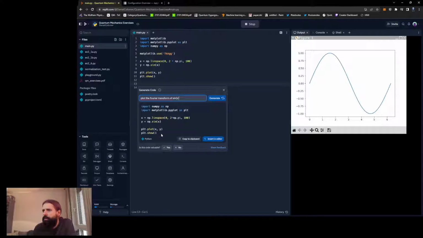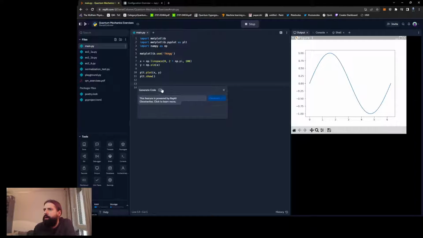I don't think that's plotting the Fourier transform of sine of x, is it? Isn't it exactly the same? I think it's the same code. Is it? Isn't it? Yeah, it's kind of the same code. Can you just generate again? It's kind of the same thing.